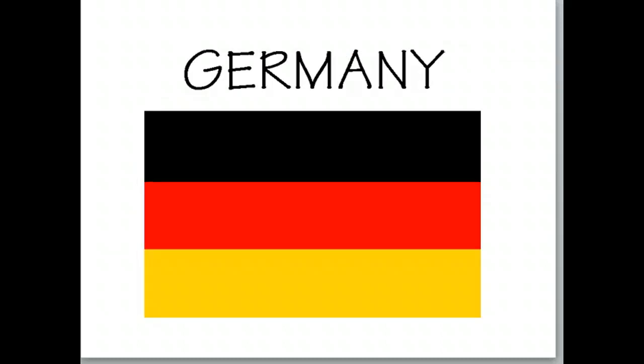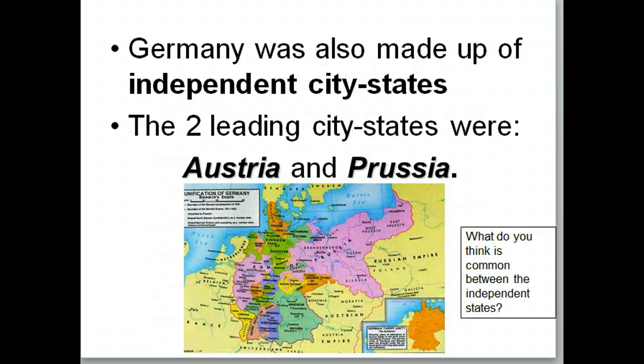Alright, now Germany is going to be somewhat similar, or at least they're similar to start. They're also made up of independent city-states. The 2 leading city-states, or the most powerful, are Austria and Prussia. Okay, Austria is also its own separate empire down here in the southern part of what today we would call Germany. Prussia is this big pink blob. Okay, they also control part of the western side of Germany.